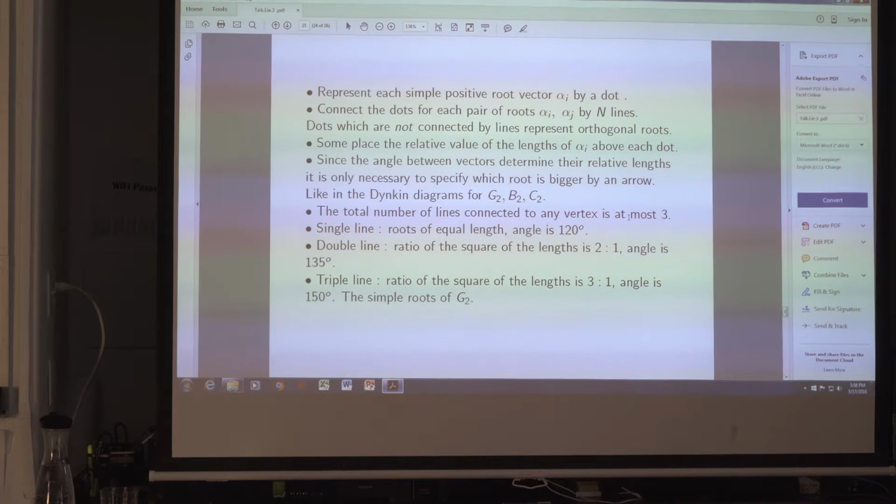Let me give you specific examples. When you see a single line, all the roots are of equal length, and their angle is 120 degrees. When you see a double line, the ratio of the squares of the lengths is 2 to 1, and the angle is 135 degrees. B2 is an example of that. The triple line is when the ratio of the squares of the lengths is 3 to 1, and the angle is 150 degrees. That is the case for the simple roots of G2, for example.